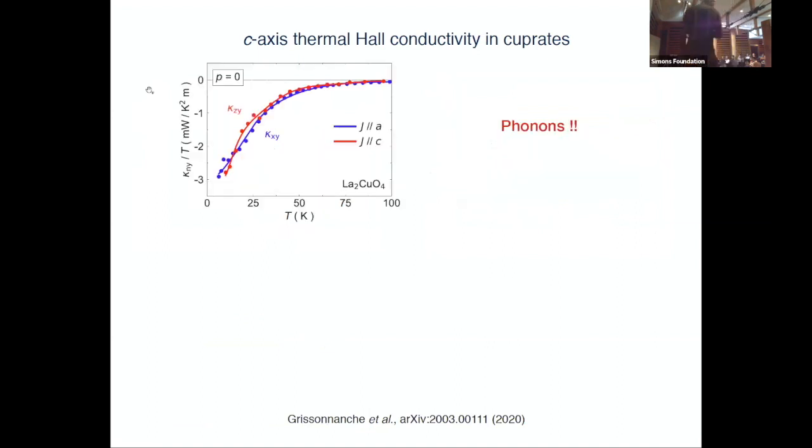So that's what came out at zero doping in La2CuO4, an insulator. It's basically the same. It doesn't really matter whether you send the current in the plane or not. That immediately led us to conclude that it must be the phonons that are actually carrying the heat and are responsible for this thermal Hall.